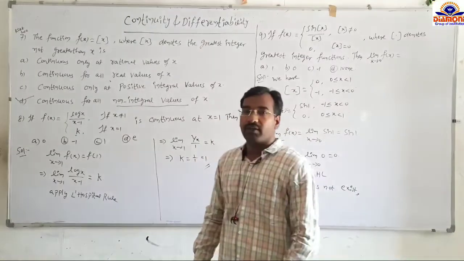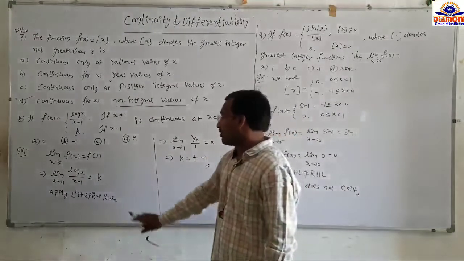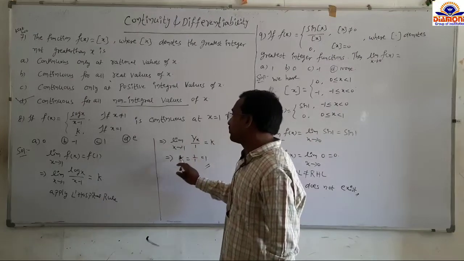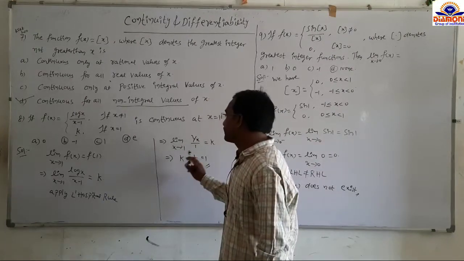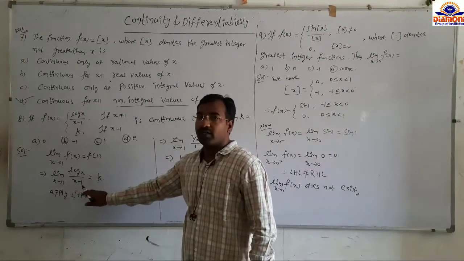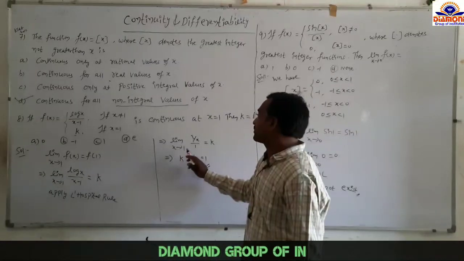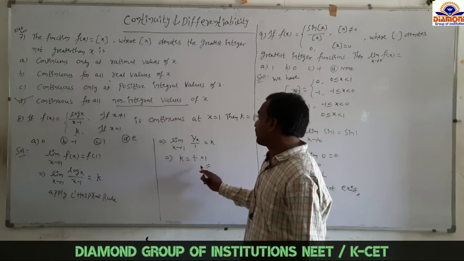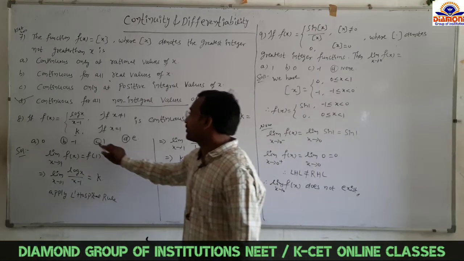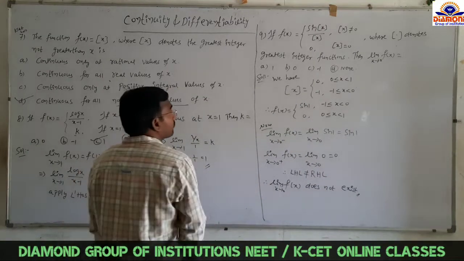So that's why you can apply L'Hospital rule. If you apply L'Hospital rule, what do you get? Limit x tends to 1, log x derivative is 1 by x. The derivative of x minus 1 is 1, so the denominator is 1. If you apply the limit x value is 1, you get 1 by 1 equal to 1. So k value is 1. So option C is the correct answer.